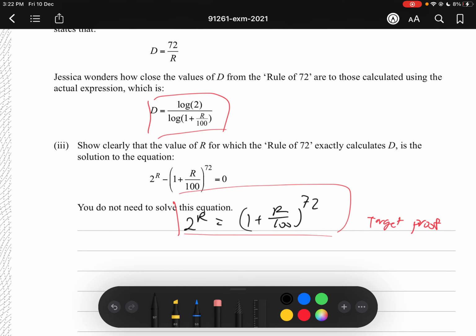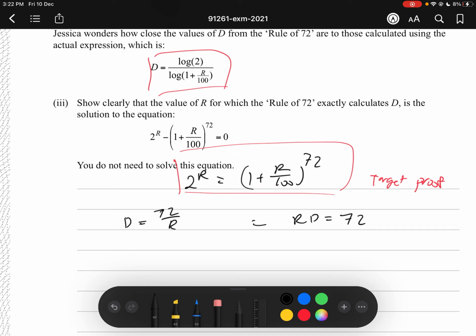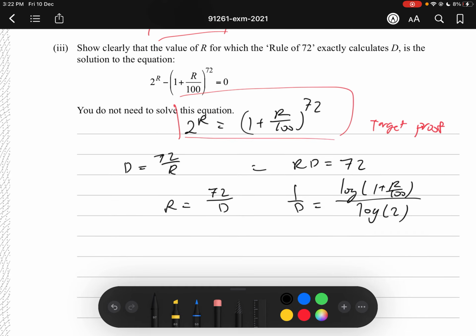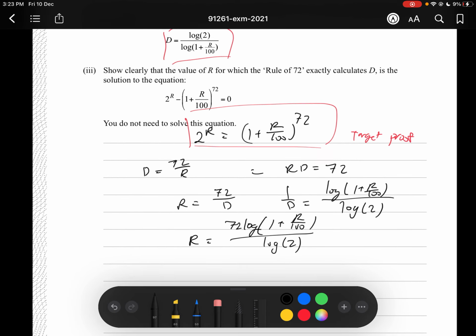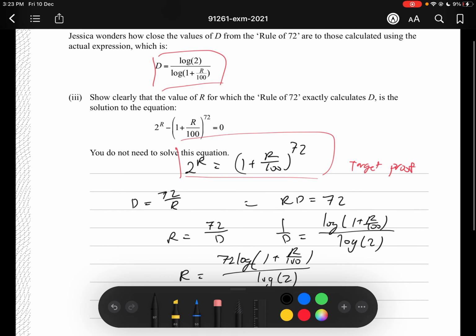And in this case, we can see that D equals 72 over R. So simply RD is equal to 72. And if we make R the subject, we'll see that R is equal to 72 over D. And 1 over D is equal to log of 1 plus R over 100 divided by log of 2. So therefore we have R is equal to 72 log of 1 plus R over 100 divided by log 2. And that would be our R in this case.